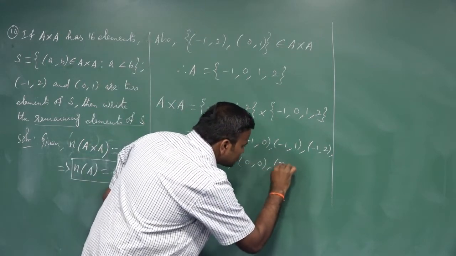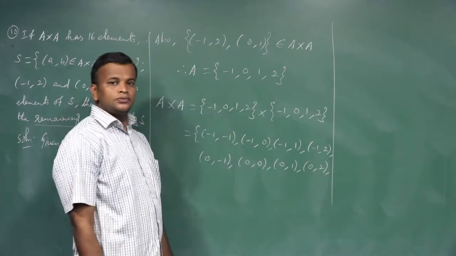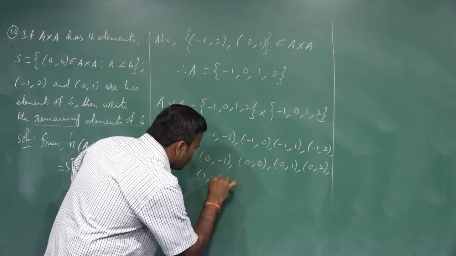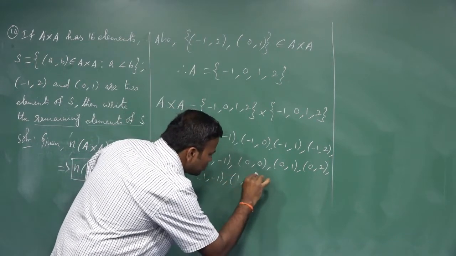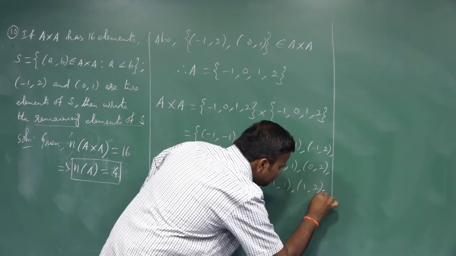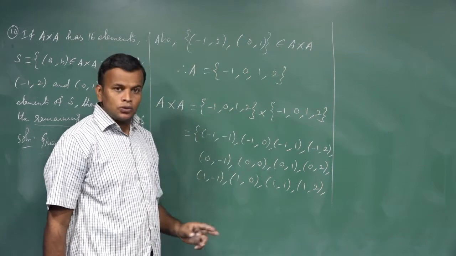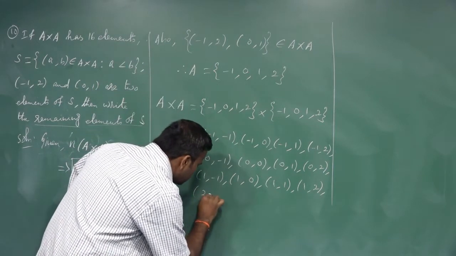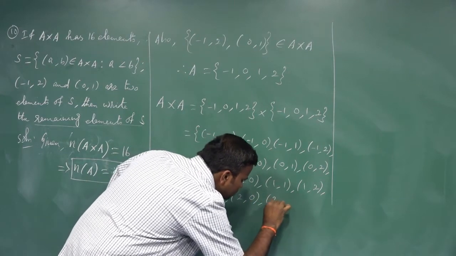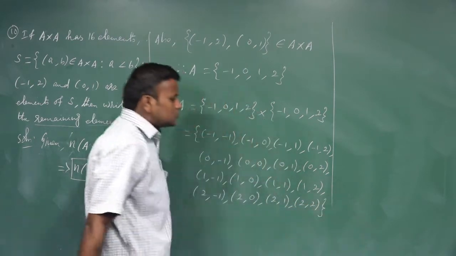(0, 0), (0, 1), (0, 2). The next element of 0 is 1: (1, -1), (1, 0), (1, 1), (1, 2). The next element of 1 is 2: (2, -1), (2, 0), (2, 1) and (2, 2).